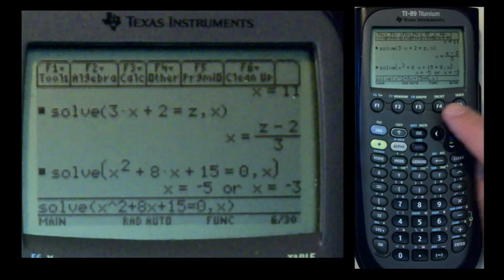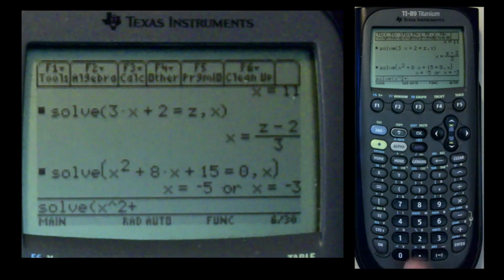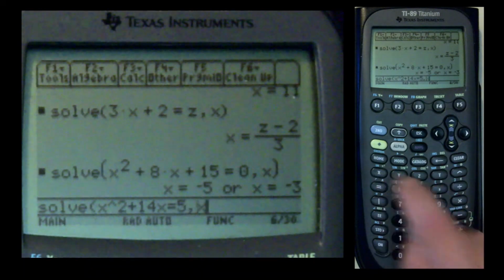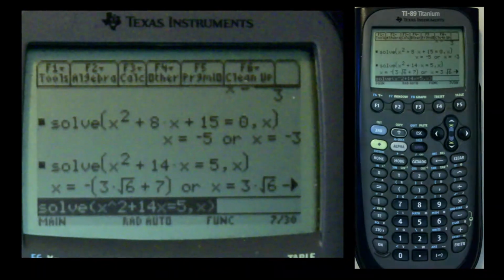I could type that in. Let's go to here, clear out the rest. And you should be practicing typing these things in so that you're familiar with how to edit something you've typed in, fix mistakes. Here you can see that for that quadratic, it would need the quadratic formula.